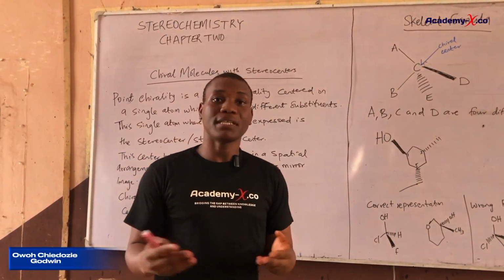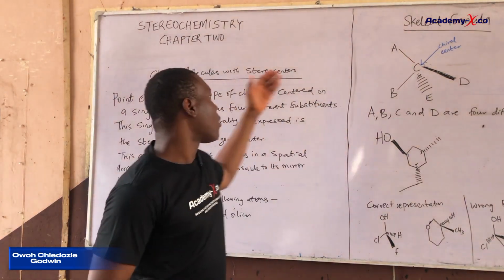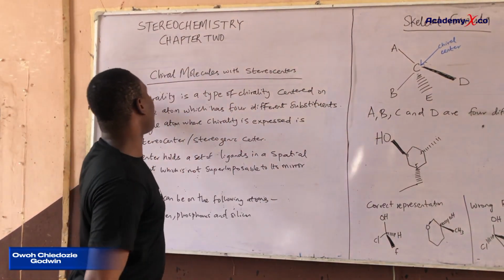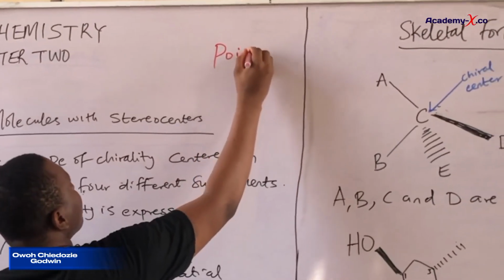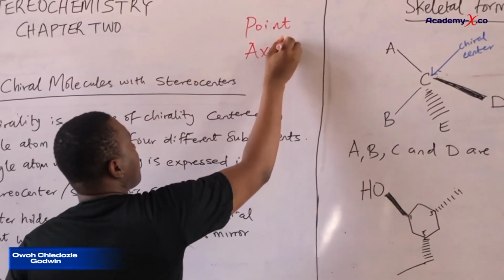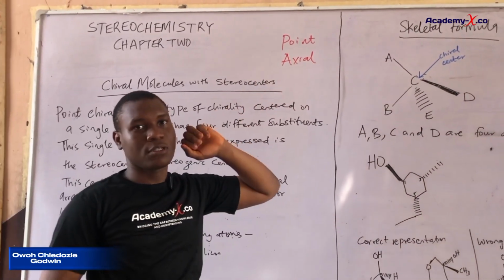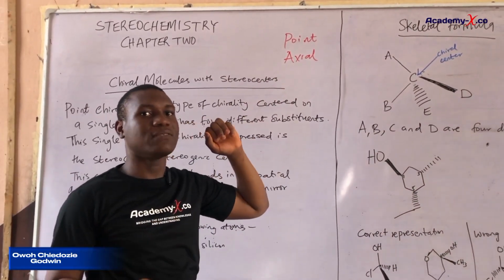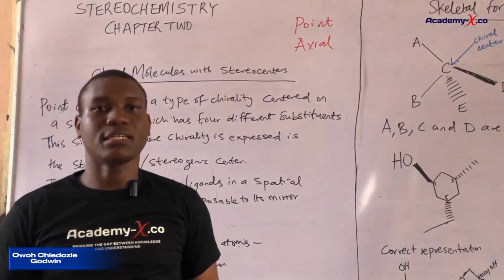We have two places where we can exhibit chirality in compounds. We have point chirality and we have axial chirality. So we want to be dealing with the first one for now. In subsequent videos, we are going to see what axial chirality is.